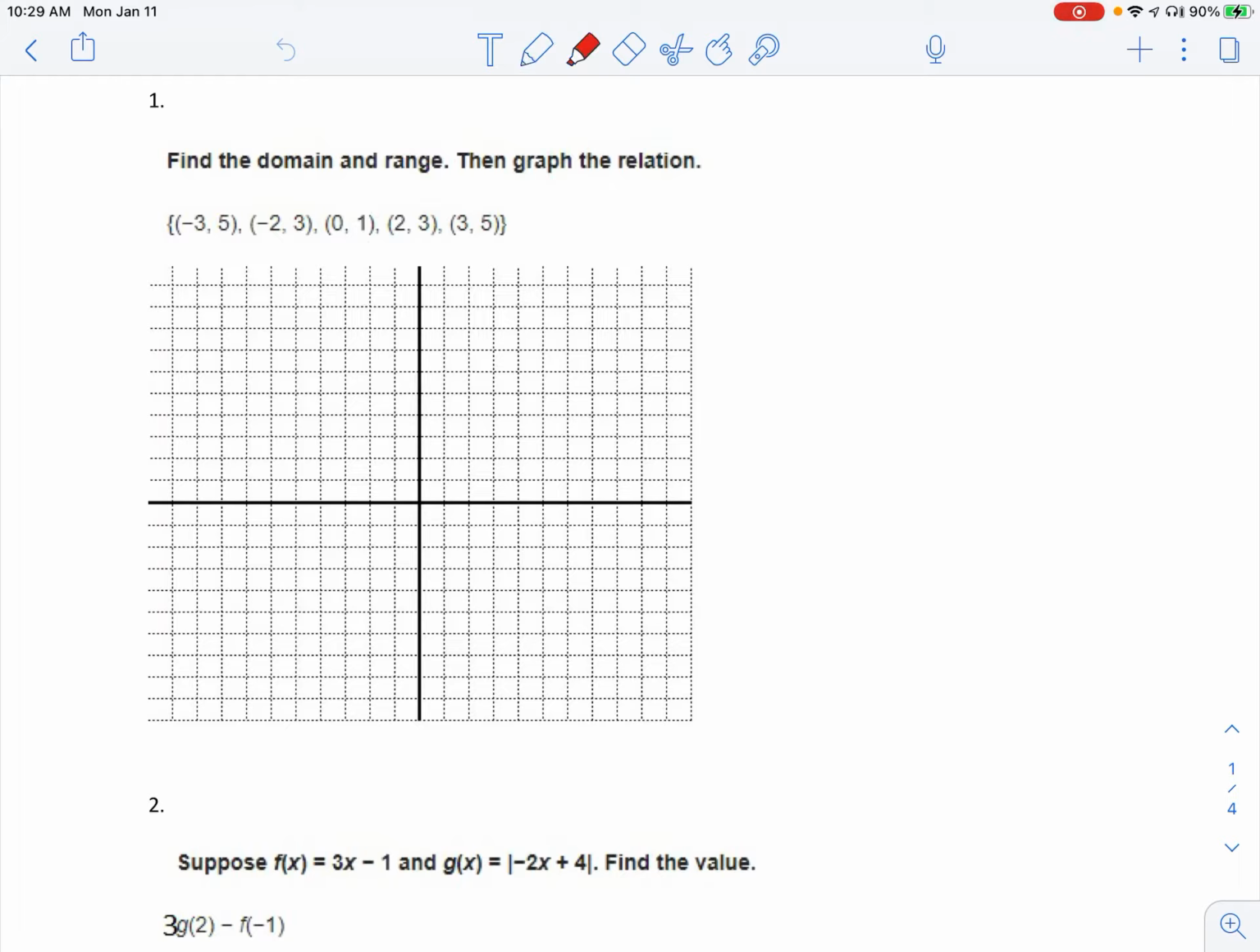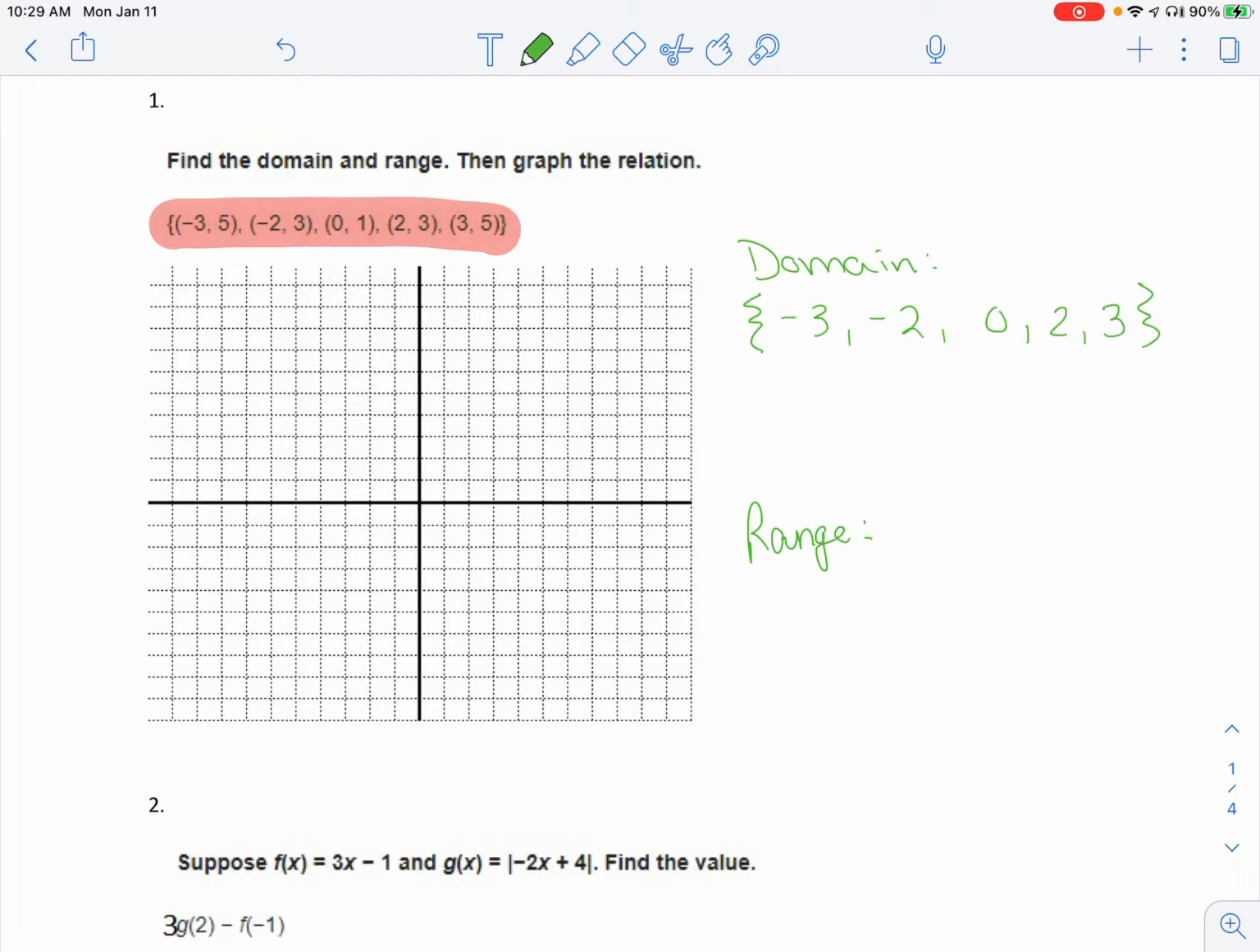By definition, this is a relation. The domain are the x values in order, no repeats, and the range are the y values, in order, don't list the repeats. Use a brace to start. So the lowest x is -3, then -2, then 0, then 2, and then 3. End with a brace. That was the x values.